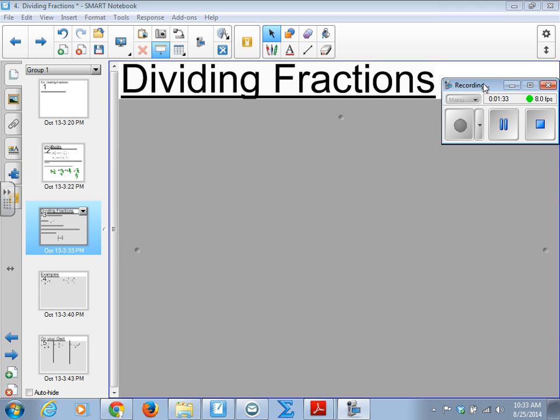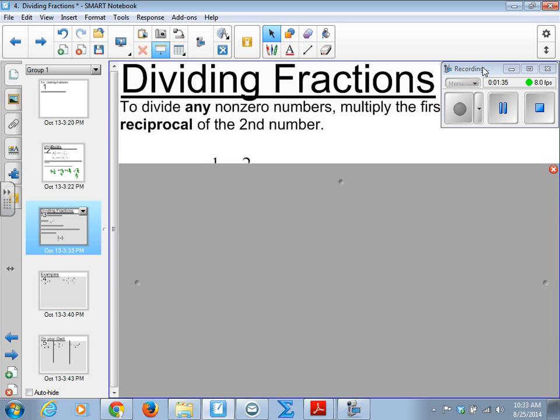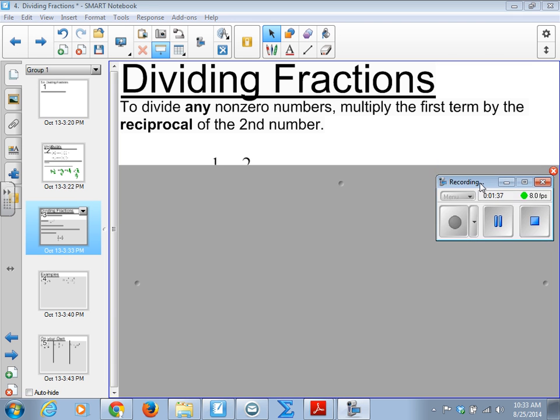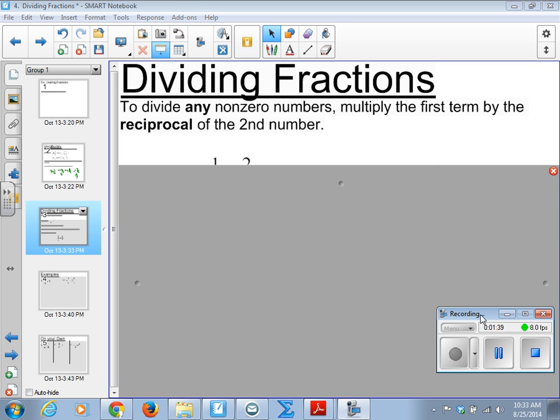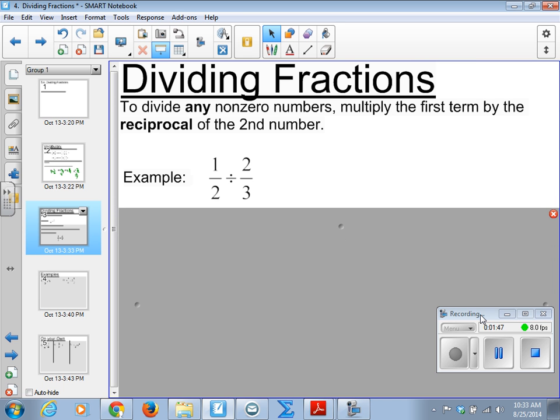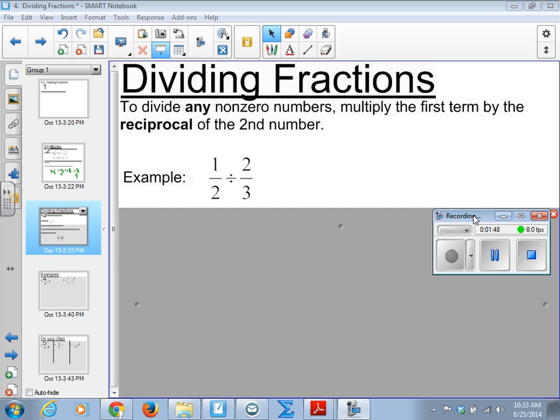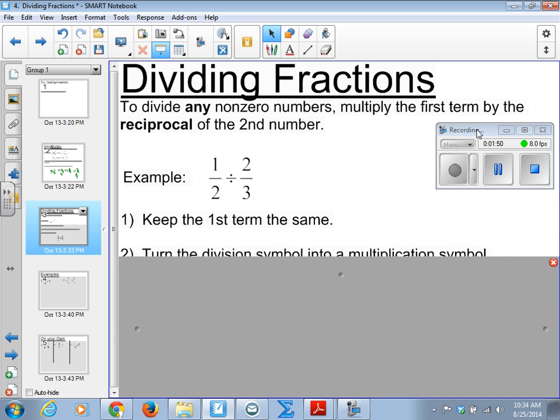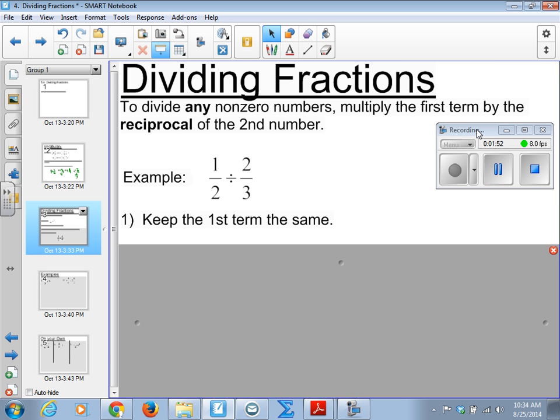Important term for dividing fractions. To divide any non-zero number, we multiply the first term by the reciprocal of the second term. So for example, 1/2 divided by 2/3. Well, keep our first term the same. So I'll write that here as 1/2.